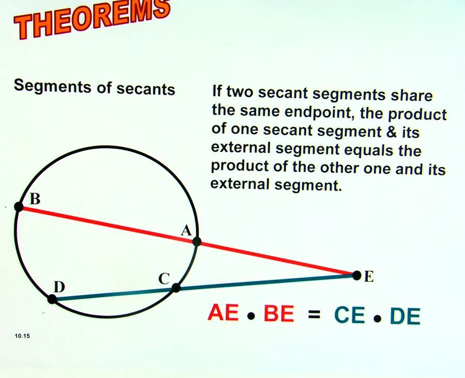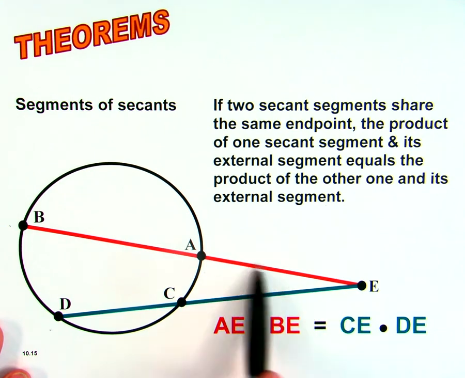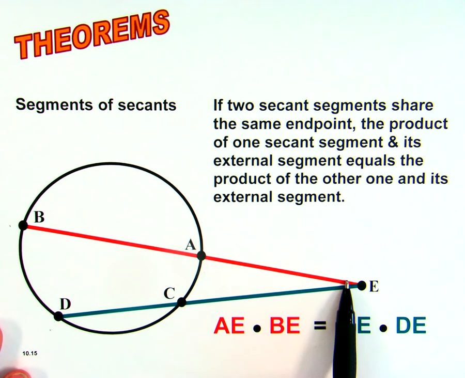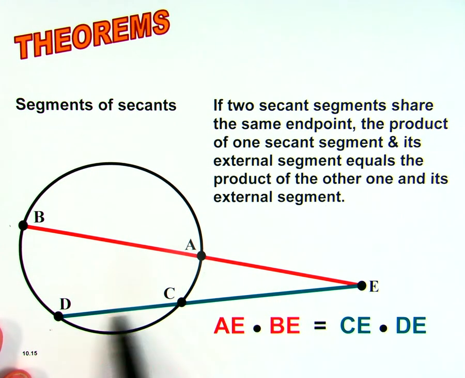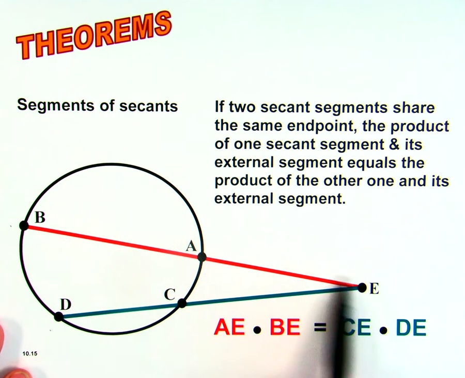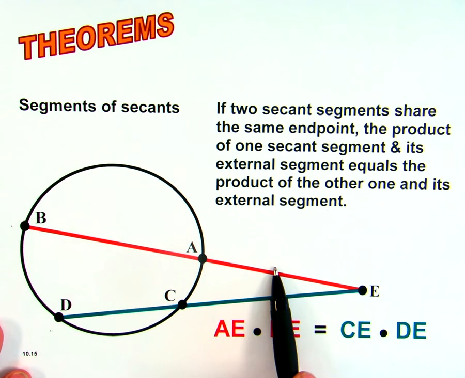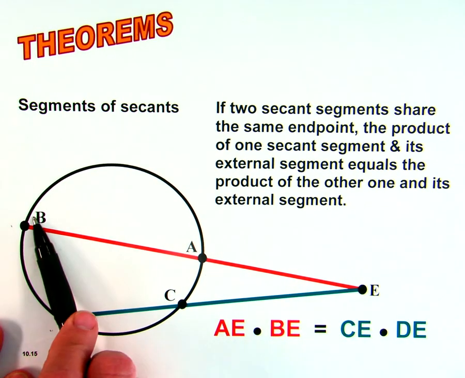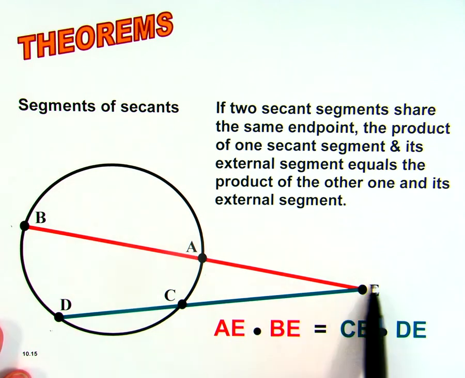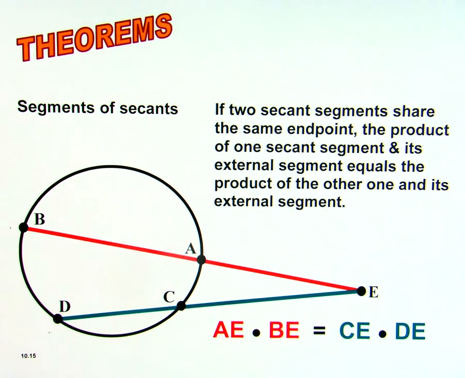Notice once you see it now like this, you can kind of tell that it's going to be handy because AE and BE are both on the same secant segment. CE and DE are both parts of the same secant segment. So what we have here is outside times whole equals outside times whole. The external segment of the secant times the whole secant segment equals the external times the whole. Copy this in your notes.